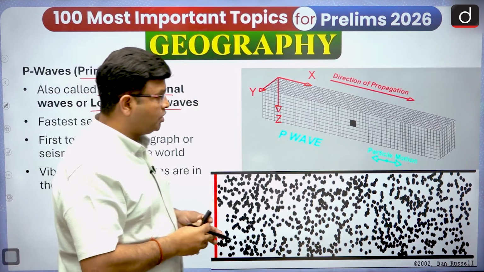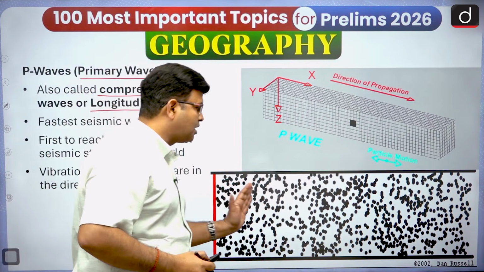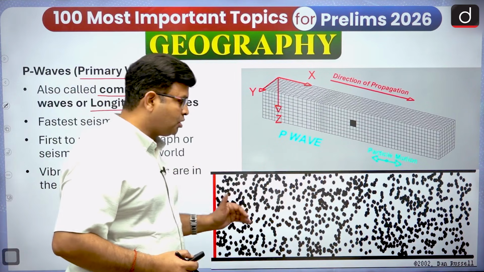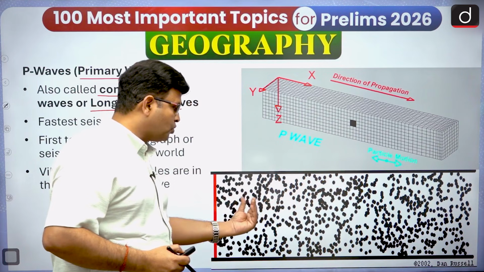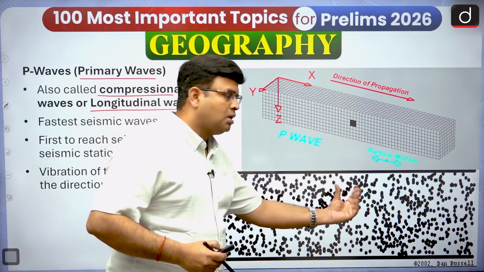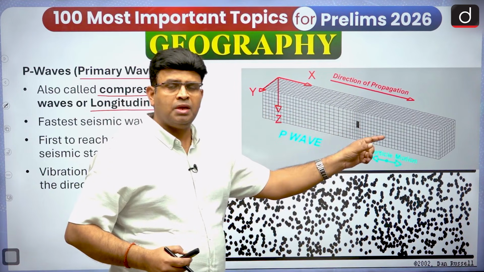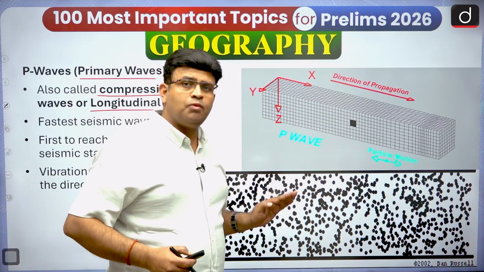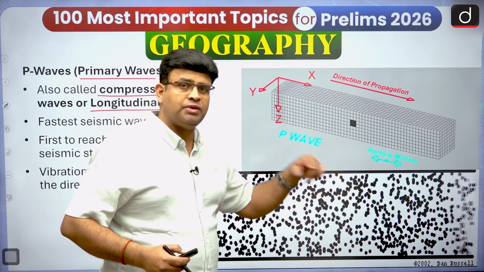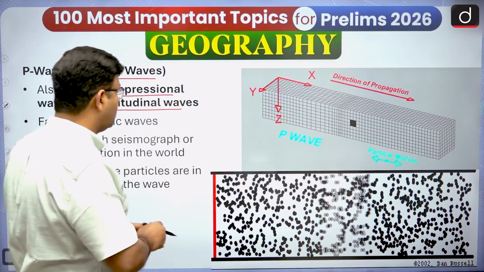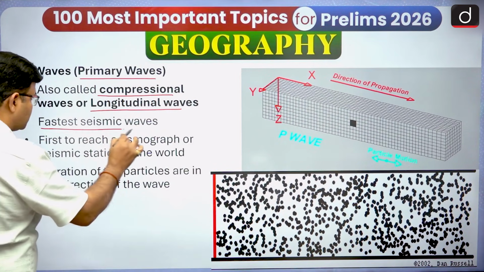Like you can see over here, suppose I said hello, so it started moving ahead. The vibration of the particle is in the direction of the wave, and you can say it is a kind of compressional wave. Here the direction of vibration of the particle is in the direction of the wave. That means longitudinal. So we can say it is a longitudinal wave, and the fastest seismic wave.